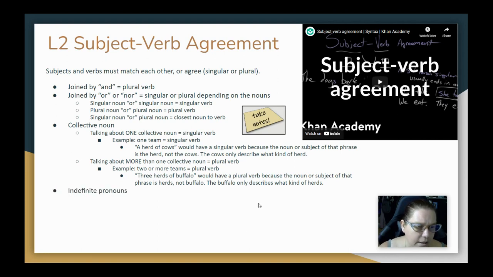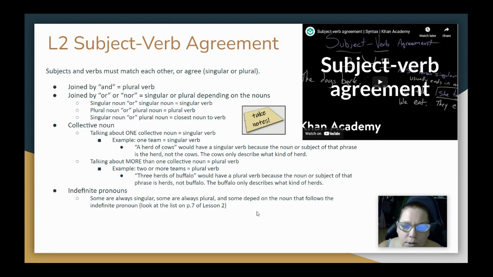Okay. Then there's indefinite pronouns. And indefinite pronouns are pronouns that are always singular, always plural, or some of them just depend on the noun that follows the indefinite pronoun. So on page 7, there is a list in lesson 2 of your curriculum of those indefinite pronouns. And it will give you a list of the ones that are always singular, the ones that are always plural, and the ones that depend on the noun that follows that pronoun. So make sure you take a look at that list. Some of these things will be on your quick check and the test at the end of the unit. So make sure that you guys are taking notes.